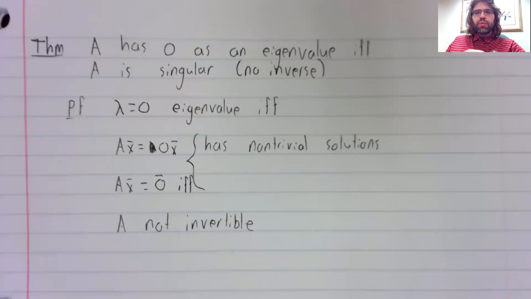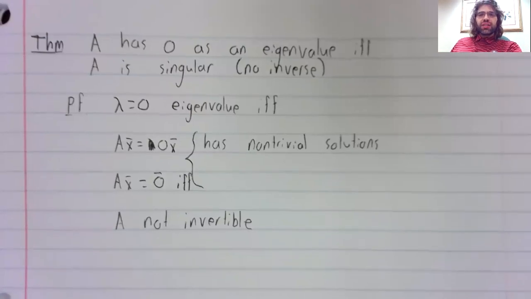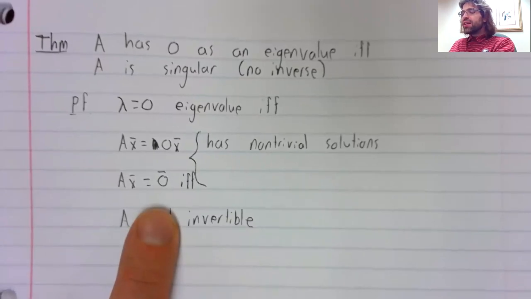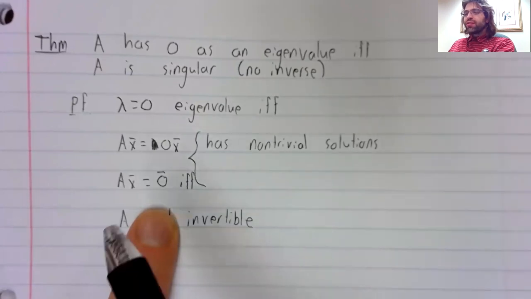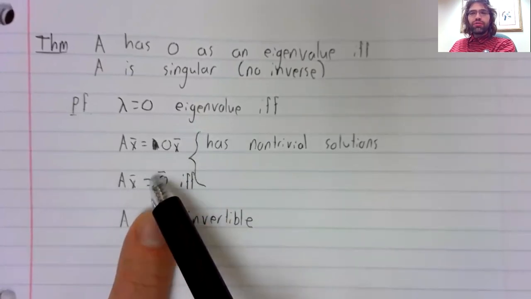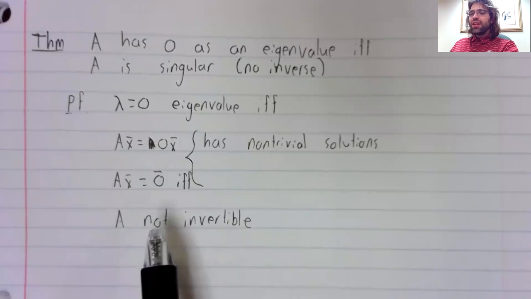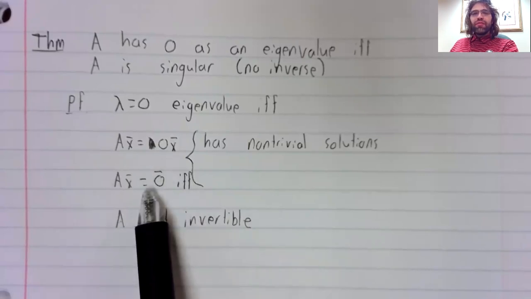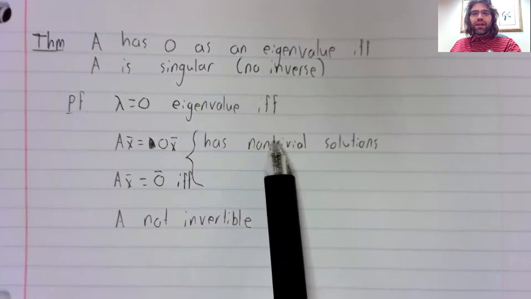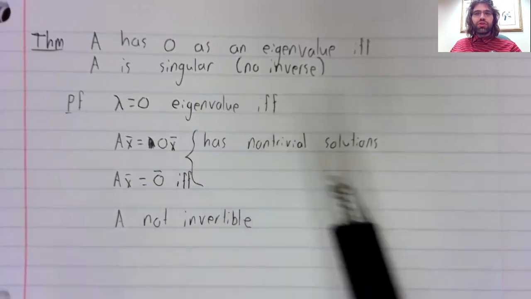Of course, the invertible matrix theorem phrased this a little differently. The invertible matrix theorem said that A is invertible if and only if this has no non-trivial solutions. So that's logically equivalent to saying that A is not invertible if and only if this does have non-trivial solutions.